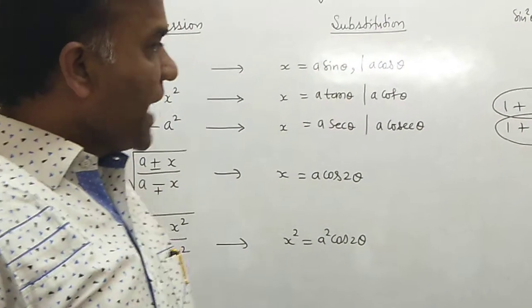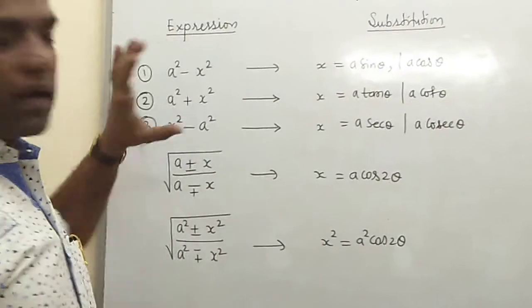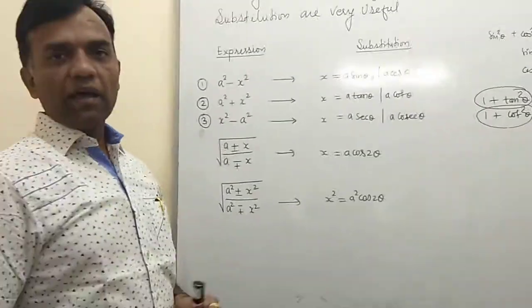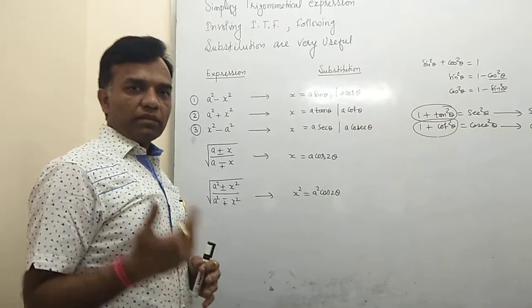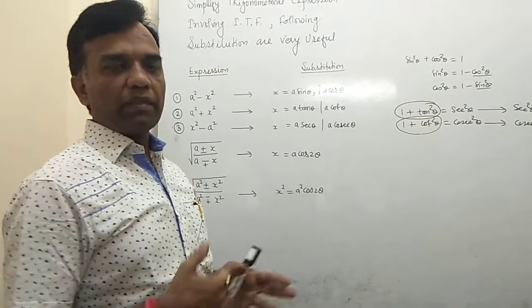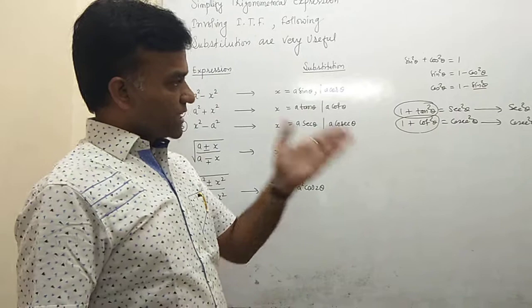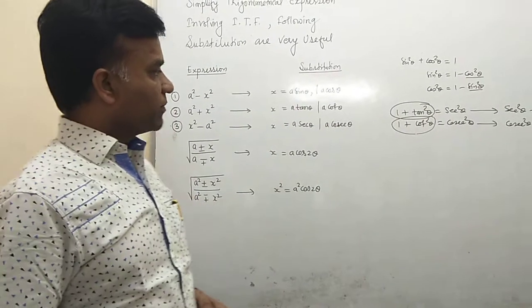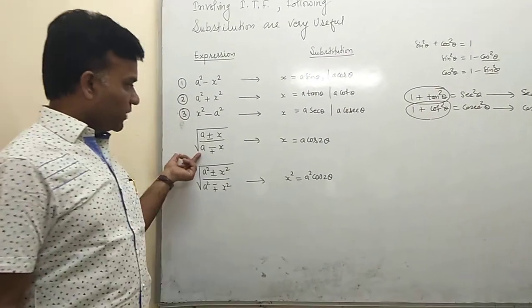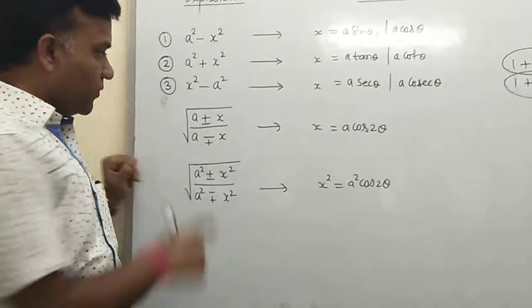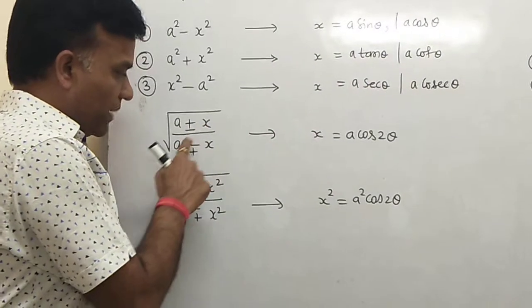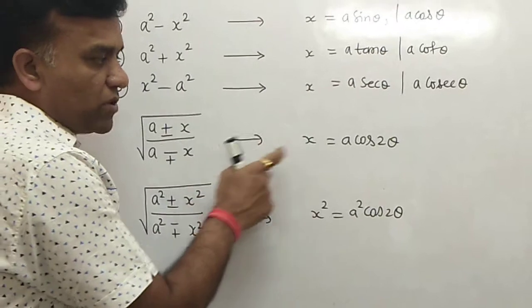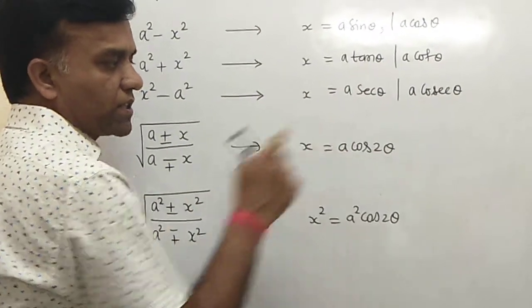So we have three substitutions related to three trigonometrical identities, and you convert the binomial form into monomial form, and then simplify your trigonometrical expression into the simplest form. And now another formula: for the square root of a plus or minus x upon a minus or plus x, you always substitute x equal to a cos 2 theta.